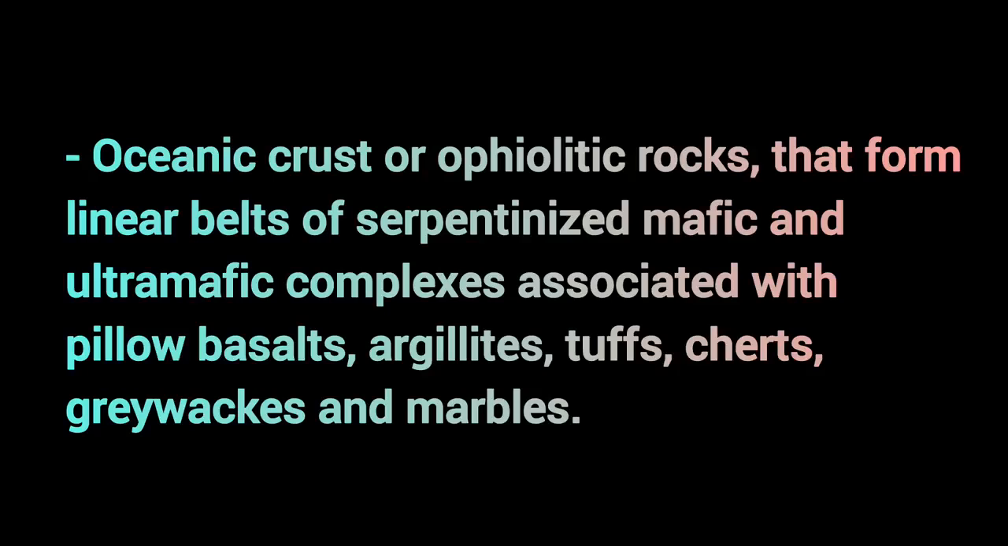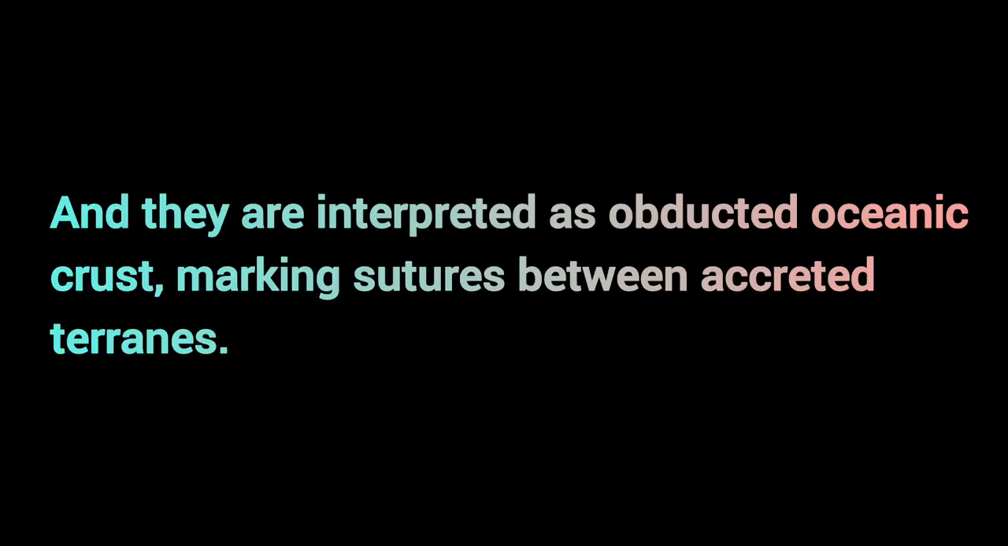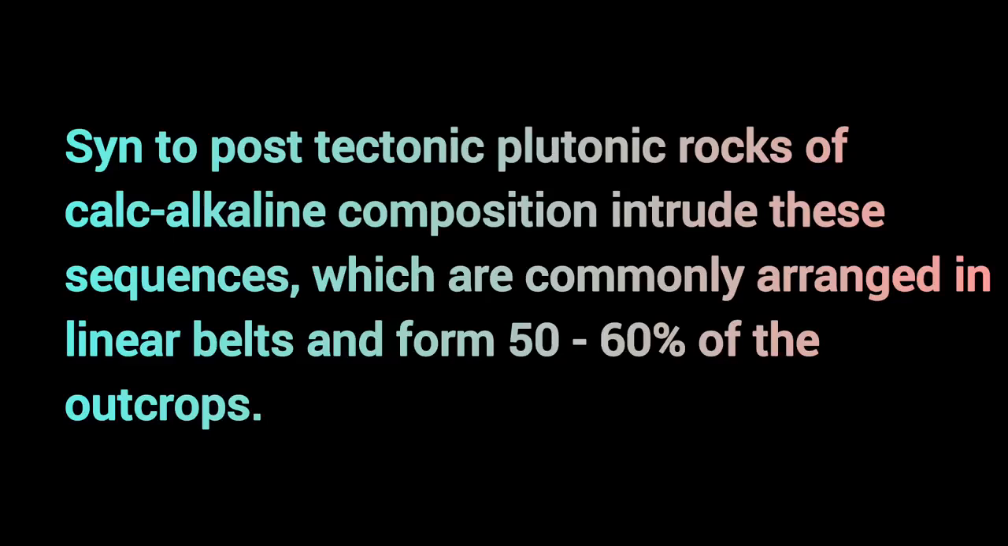oceanic crust or ophiolitic rocks that form linear belts of serpentinized mafic and ultramafic complexes associated with paleobasalts, argillites, tuffs, cherts, greywacke, and marbles, and they are interpreted as obducted oceanic crust marking sutures between accreted terrains. Syn- to post-tectonic plutonic rocks of calc-alkaline composition intrude these sequences, which are commonly arranged in linear belts and form 50 to 60% of the outcrops.